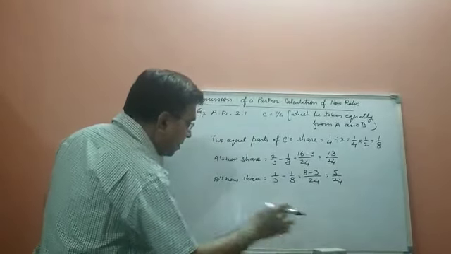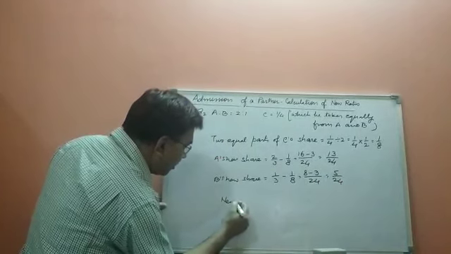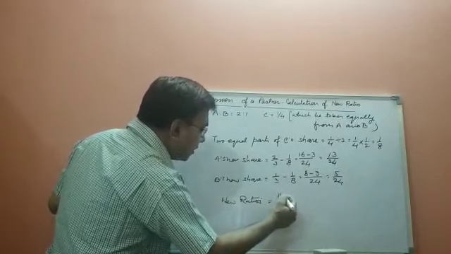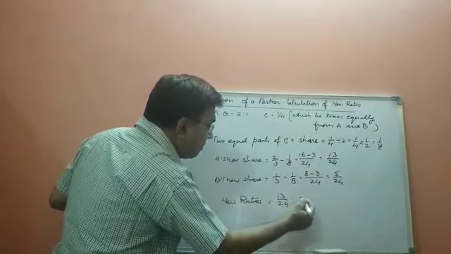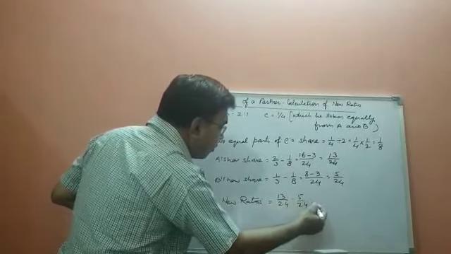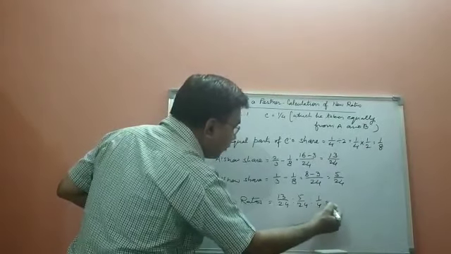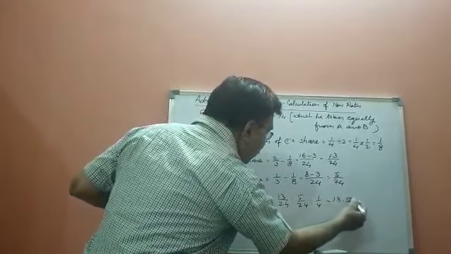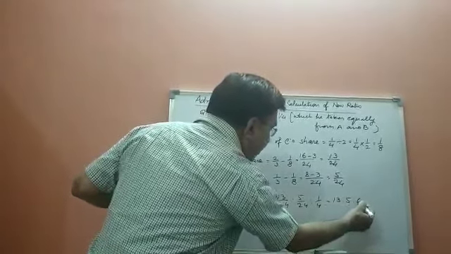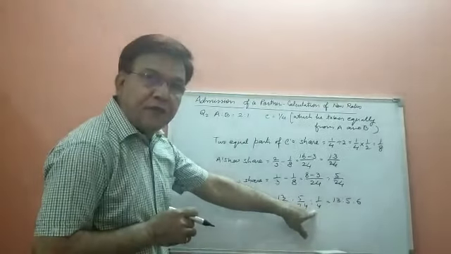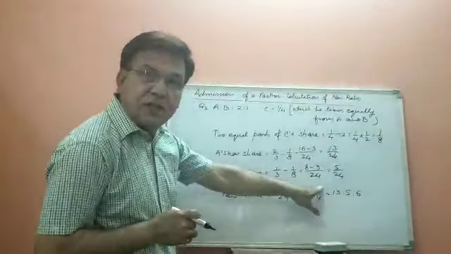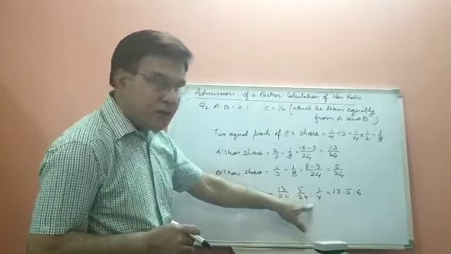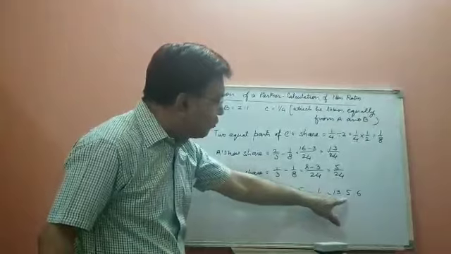5/24. Now new ratios. A's is 13/24, B's is 5/24, C's share is 1/4. It can be written like 13 is to 5 is to 6. Why? To make it 24, we'll multiply it by 6 and divide it by 6. Then it will become 6/24. So new ratios are 13:5:6.